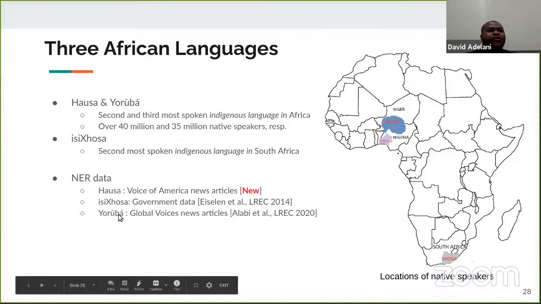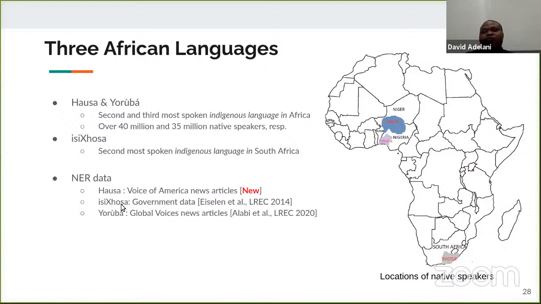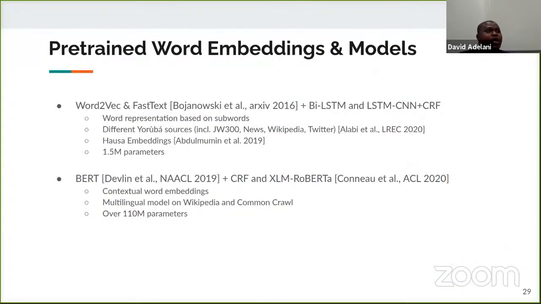Then we evaluate all our methods on NER data sets. We have an NER data set for Yoruba based on our previous work, and there is already an NER data set for all the South African languages since 2014. And for Hausa, we just created a fresh one using Voice of America news articles. For our work, we use word embeddings like Word2Vec and fastText. We use Word2Vec for Hausa and fastText for Yoruba. And we use BiLSTM and LSTM character CNN plus CRF.